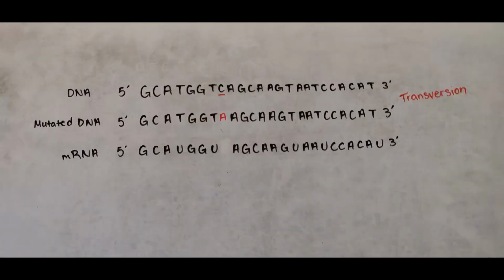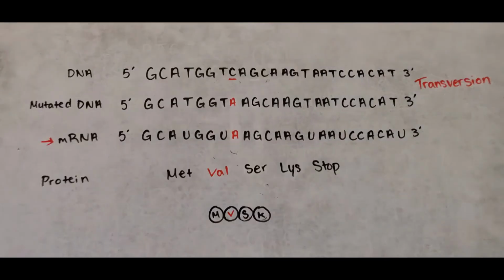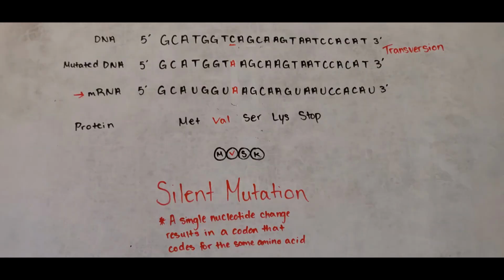If there was a point mutation that resulted from a transversion where this C was changed to an A, you would get this mRNA strand. The resulting protein would look like this. As you can see, the protein is the same because GUC and GUA both code for the same amino acid, so no significant change is made. This is called a silent mutation.